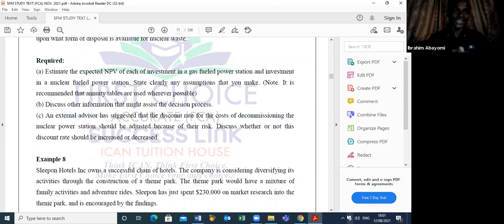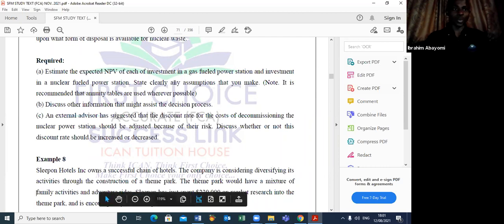Required: A, estimate the expected net present value of each of investment in a gas fuel power station and investment in a nuclear fuel power station. State clearly any assumption that you make. Note, it is recommended that annuity tables are used where possible. B, discuss other information that may assist the decision process. C, an external advisor has suggested that the discount rate for the cost of decommissioning the nuclear power station should be adjusted because of their risk. Discuss whether or not this discount rate should be increased or decreased.